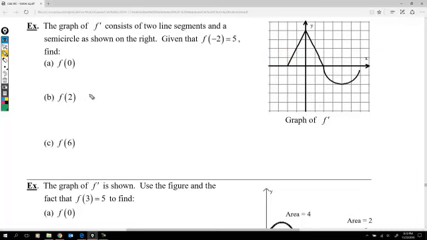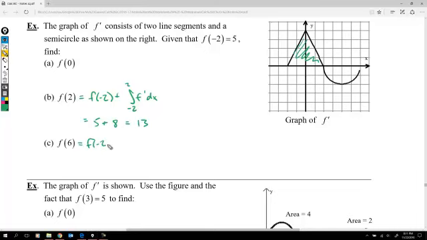Okay, now I want to figure out what's going on at 2. So I know that f of 2 is going to be f of negative 2 plus the integral from negative 2 to 2 of f prime. Alright, f of negative 2 is 5, and the integral from negative 2 to 2 is going to be this whole triangle. So this time my area is going to be 8, it's double, so I get an area of 13.